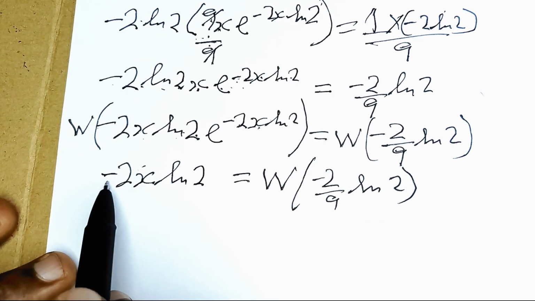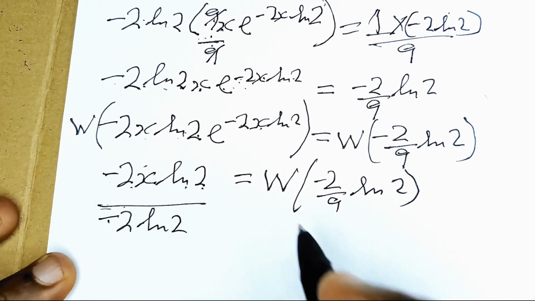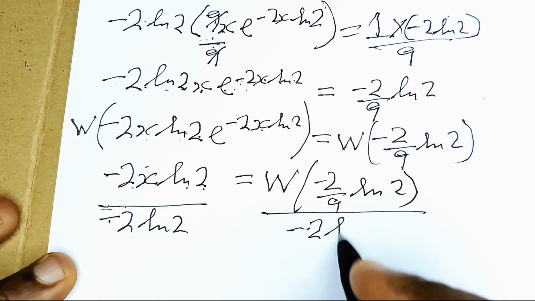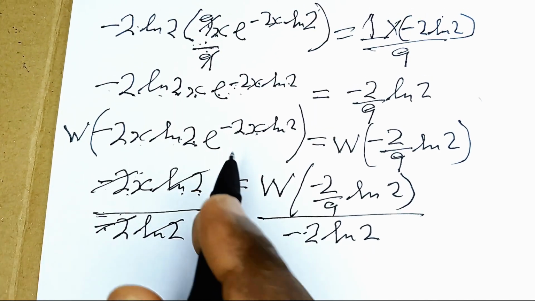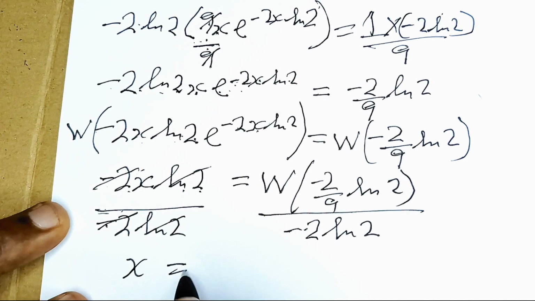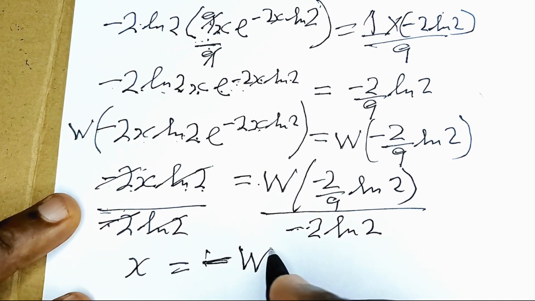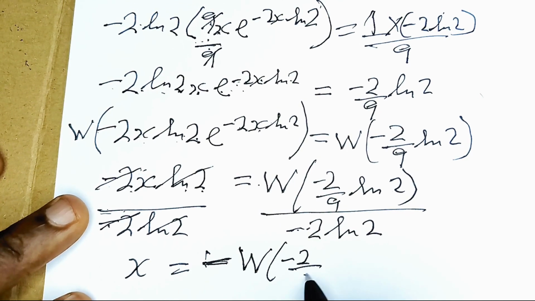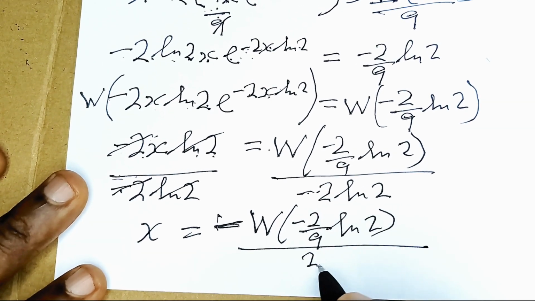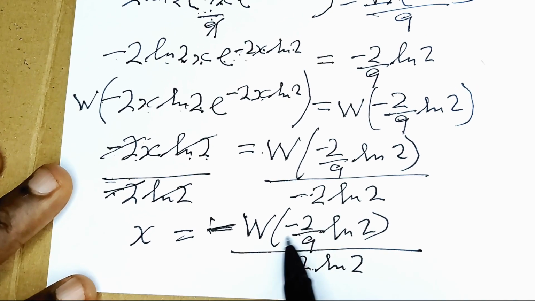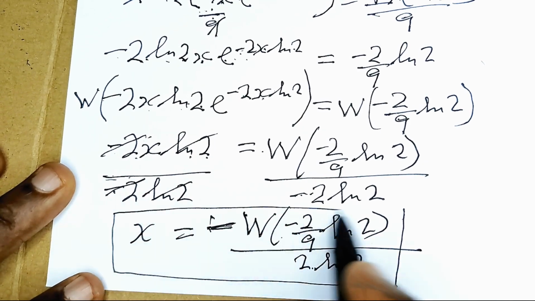So we have to divide both sides by minus 2 ln 2. Dividing both sides by minus 2 ln 2, this cancels this, and this cancels this. So we are left with x equals minus the W function of minus 2 over 9 ln 2, all divided by 2 ln 2. We can insert this into our calculator if you want to get the figure, but this is our final answer. That's the value for x.